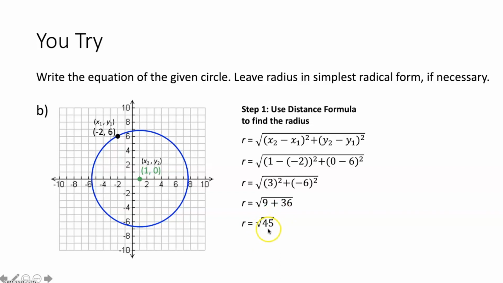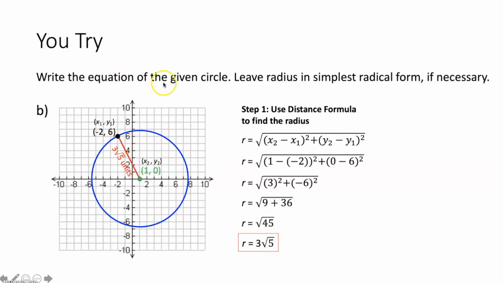So what perfect square goes into 45? That would be 9. So root 45, we're going to break up into root 9 times root 5. The reason we chose 9 is because it's a perfect square, and the square root of 9 is going to be 3. We multiply that to the root 5, and we get that the radius of this circle up here is 3 root 5 units.